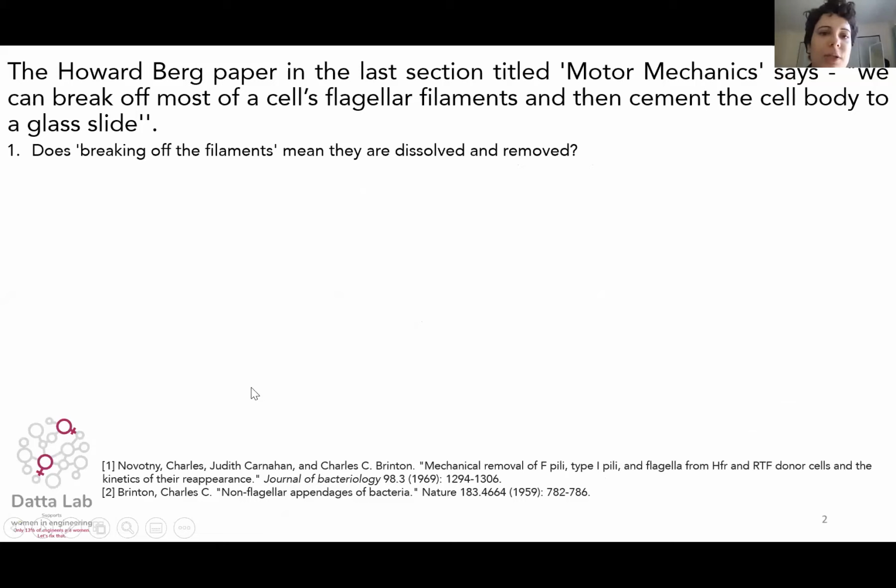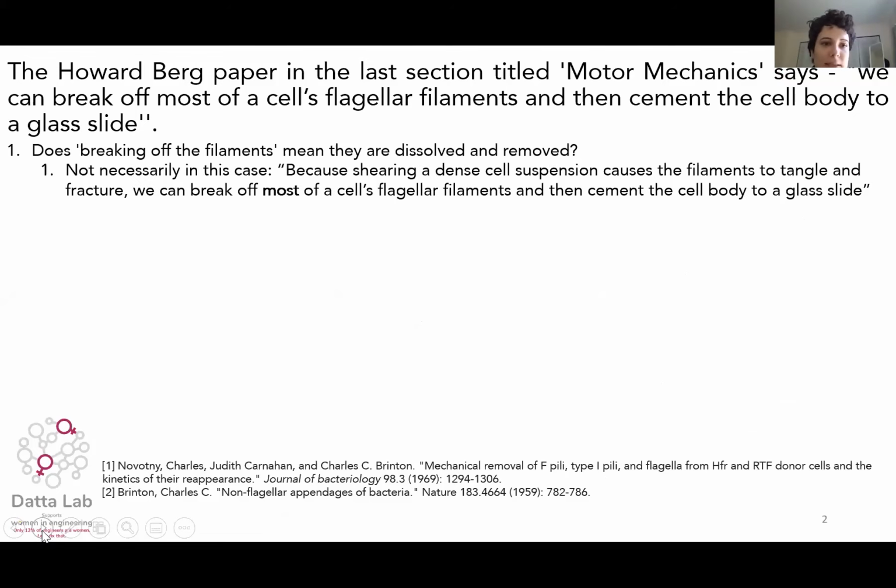There were a couple of questions concerning the Howard Berg paper, so I'm going to go ahead and answer those. One of the questions is, does breaking off the filaments mean that they are dissolved and removed? This is relating back to E. coli and removing their flagella. In this case, not necessarily. Flagella can be broken off and removed chemically, and they can go through different protocols to remove them. However, in this case, they're being removed through shear. You can see here a quote from the Howard Berg paper.